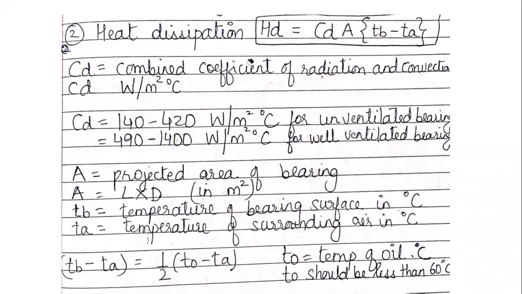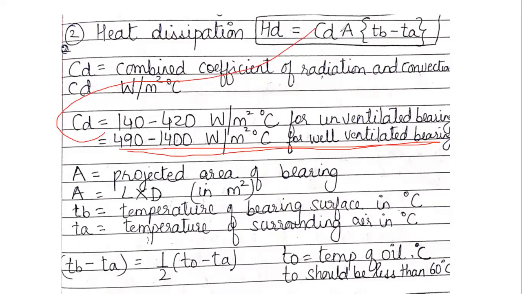What if nothing is mentioned? Then you will consider well ventilated bearing. So you know now how you should select the value of the combined coefficient of radiation and convection.